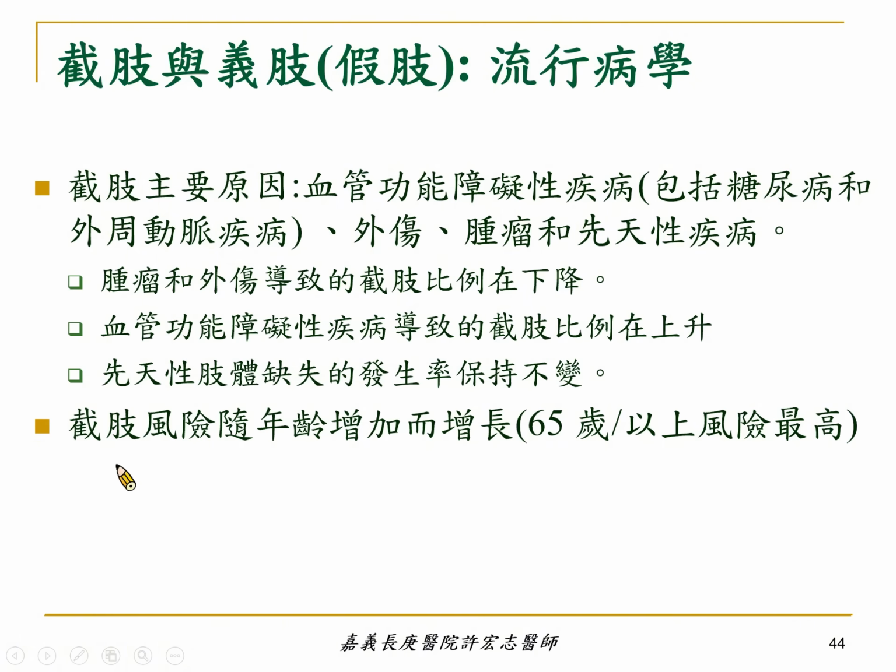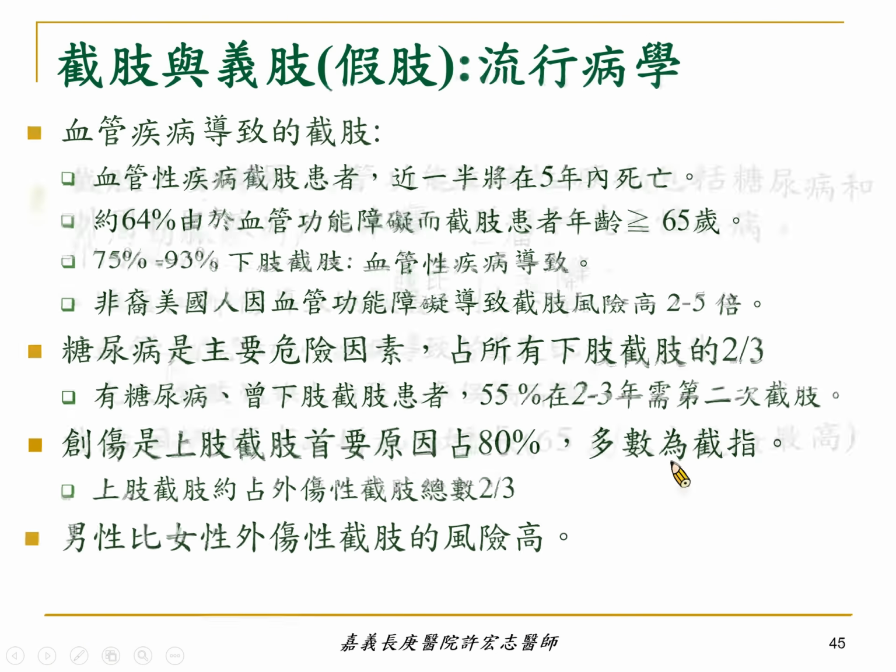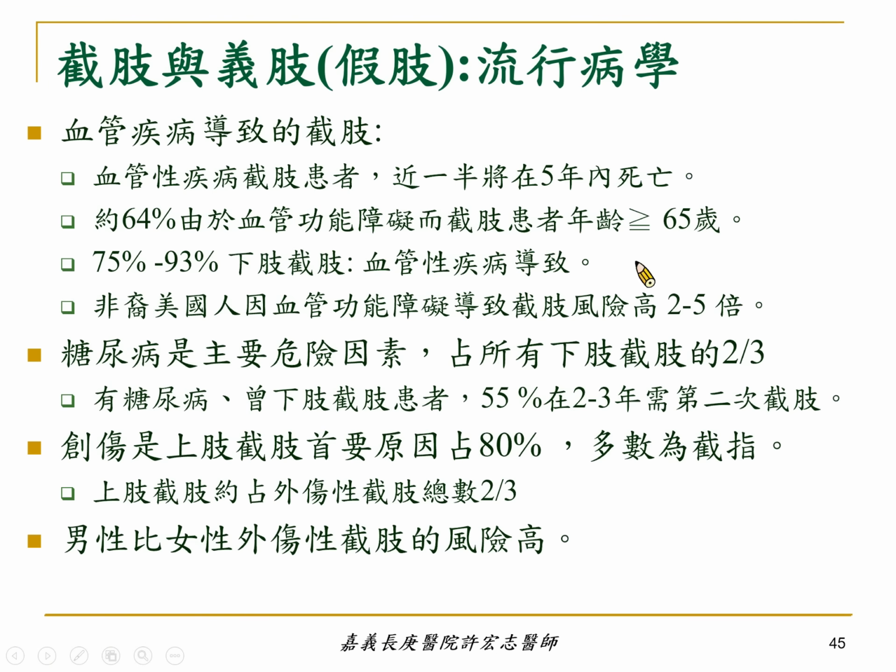Okay, the risk for amputation increases with age. Over 65, the risk is highest. Okay, what is the importance of the amputations? If the amputation is caused by vascular disease, half of the patients, 50%, will pass away in 5 years. The vascular deficiency causing amputation over 65 years of age is about 64.